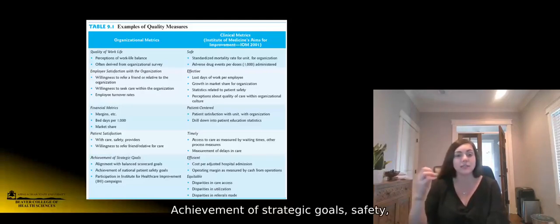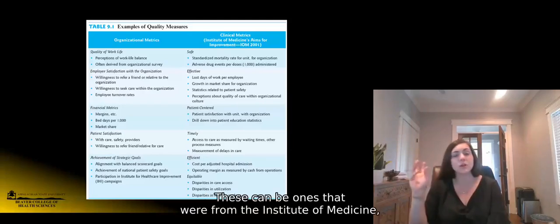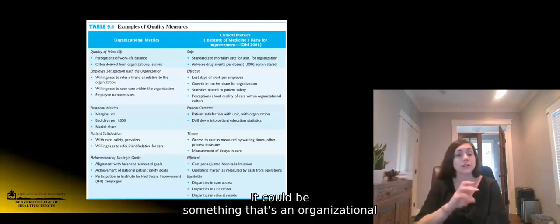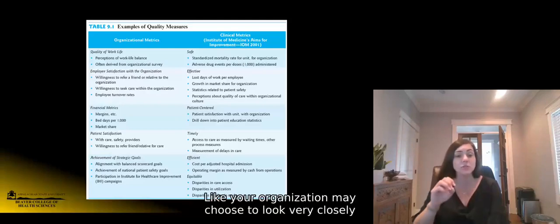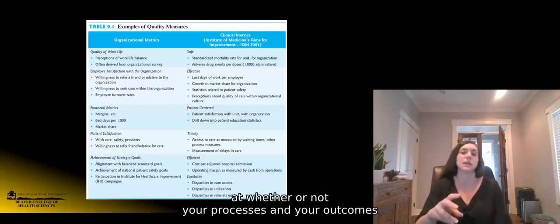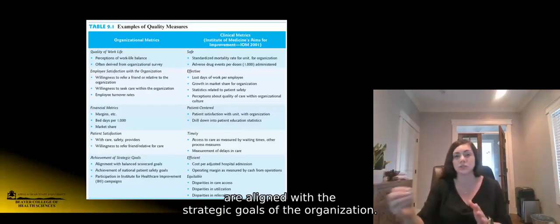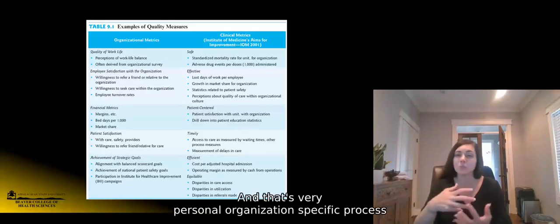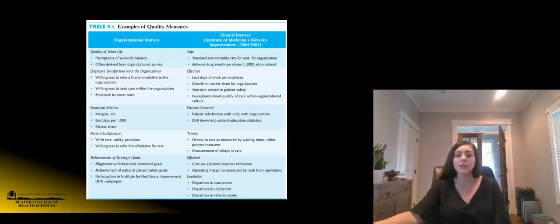Achievement of strategic goals, safety, equitable and efficient care. So you can see there's lots of measures that we look at. These can be ones that were, from the Institute of Medicine, something they recommended. It could be something that's an organizational developed internal metric, right? Like your organization may choose to look very closely at whether or not your processes and your outcomes are aligned with the strategic goals of the organization. Are you hitting goals that you set at the beginning of the year? And that's very personal, organization-specific process of setting those goals and hitting those goals.